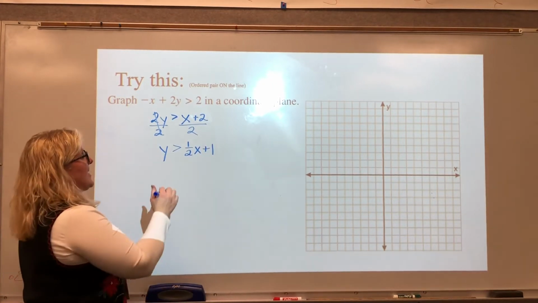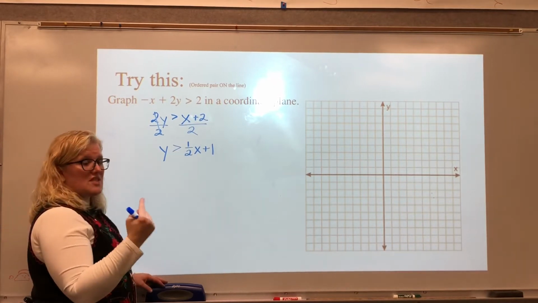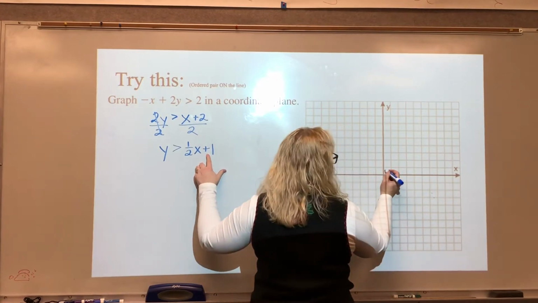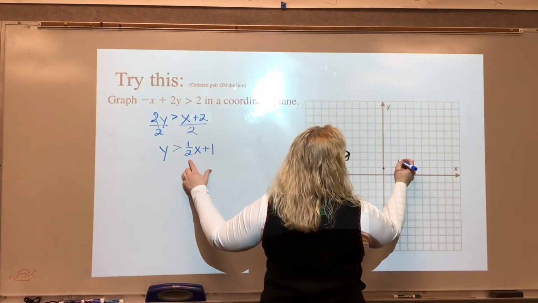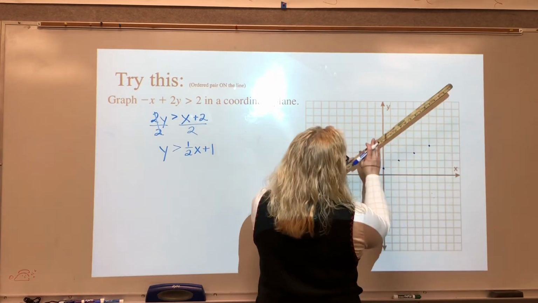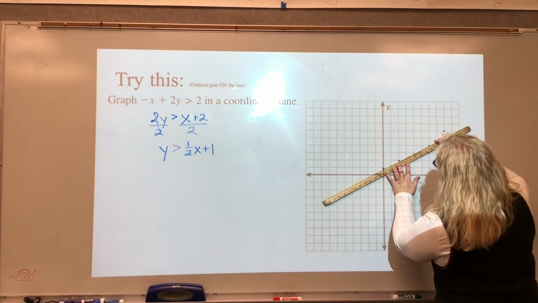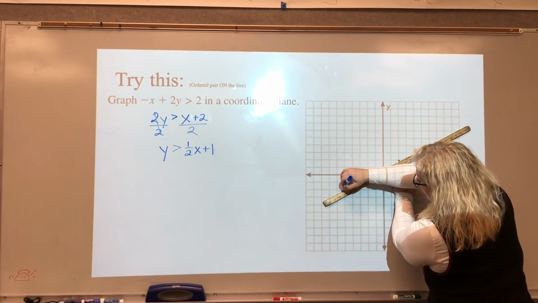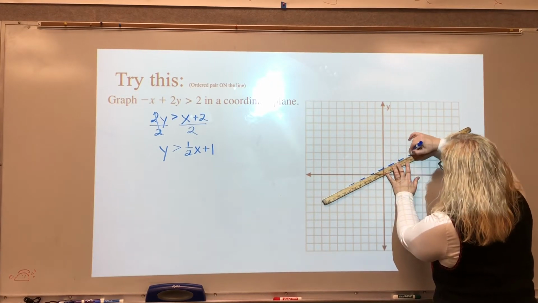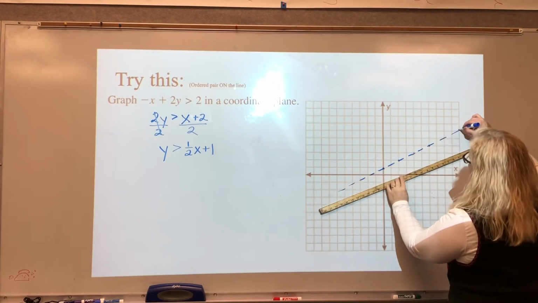All right, and this is a greater than sign. It doesn't have a line underneath, so I'm going to do a dotted line. So I start at my y-intercept, which is 1, and I'm going up 1 over 2. That's my slope. Okay, so let's do this. So the boundary line is dotted. Oops. All right, there it is.